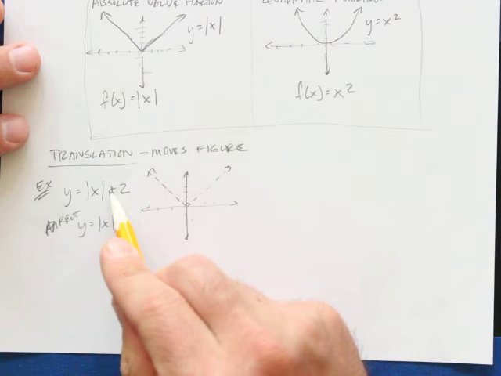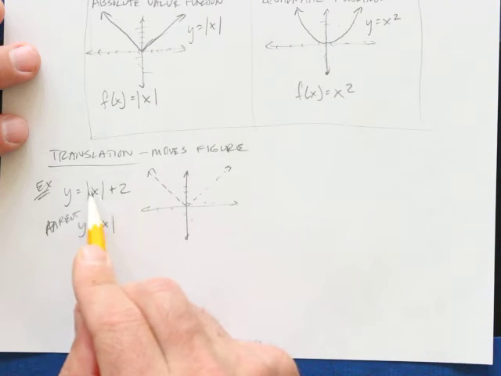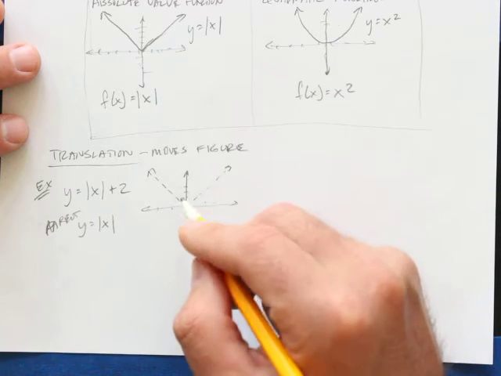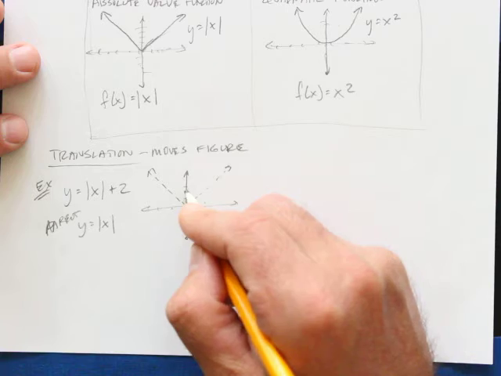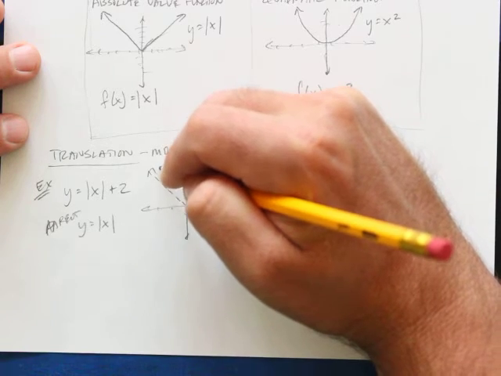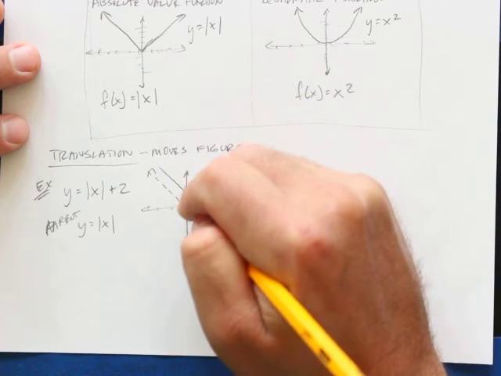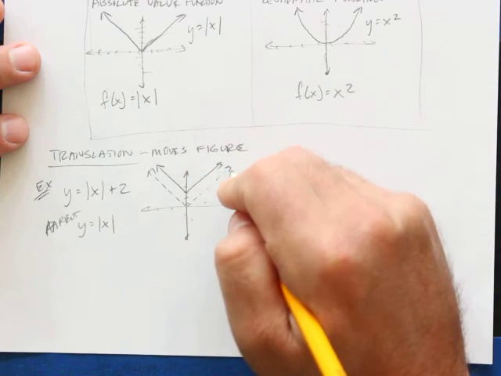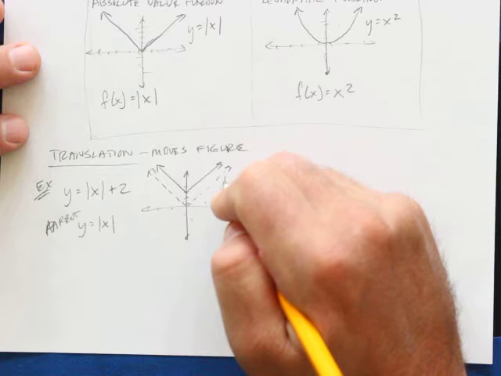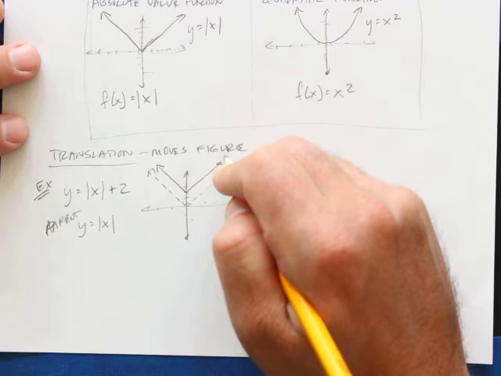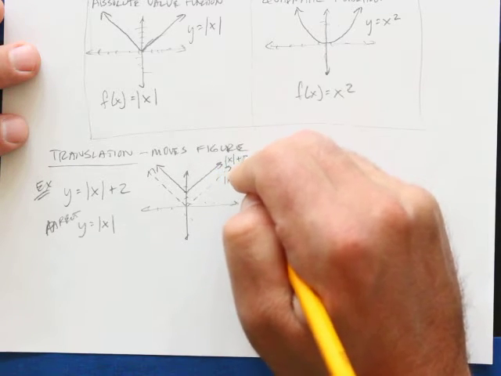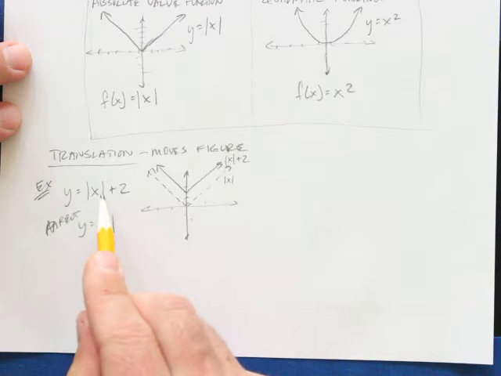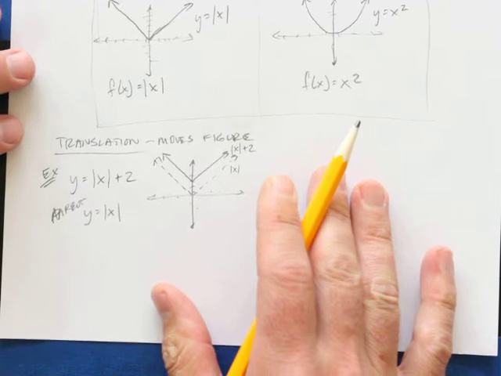And this plus 2, notice how it's not inside the absolute value sign, it's outside. So that moves this whole thing up 1, 2. So it looks exactly the same. It just got moved up 2. So this is the absolute value of x, and then this one up here is the absolute value of x plus 2. It's important that we see that the plus 2 is outside of the absolute value sign.